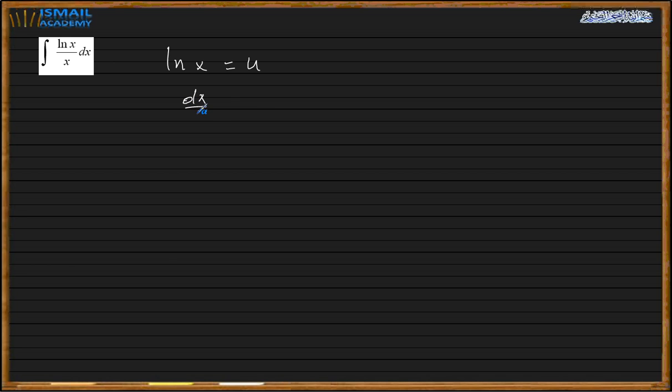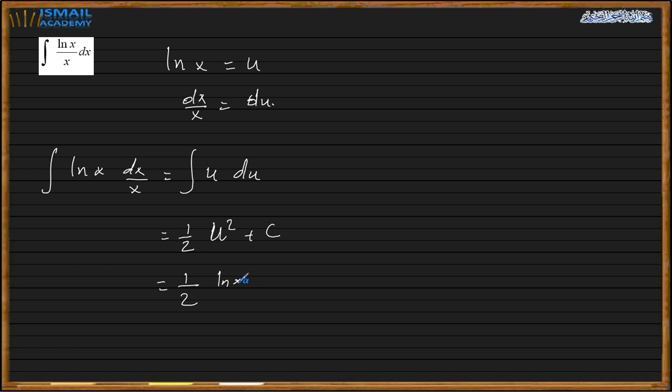Dx over x is going to be my du. So now this is straightforward. So ln of x times dx over x is the same thing as u times du, because this is du, and this is just half u squared plus c. Substitute u by its value: (ln x) squared over 2 plus c.